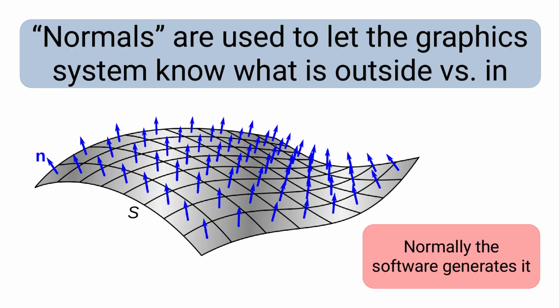All you really have to know is that normals are calculated just to figure out what is on the inside of the object versus the outside of the object. Normally, the software that is generating the actual triangles will calculate the normals for you.